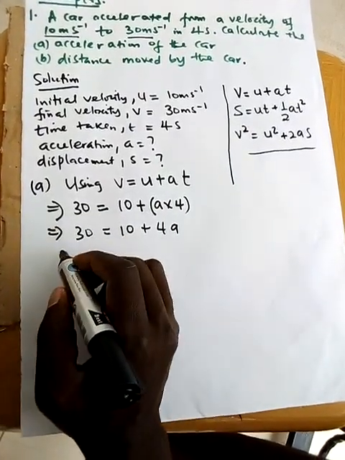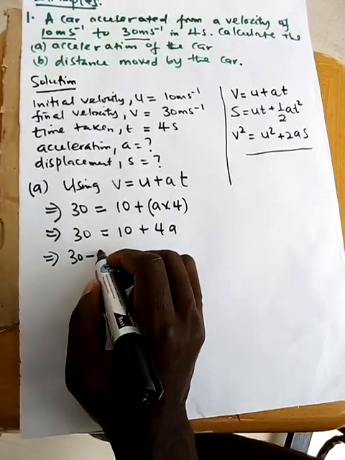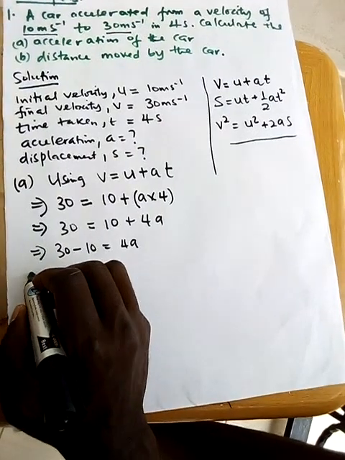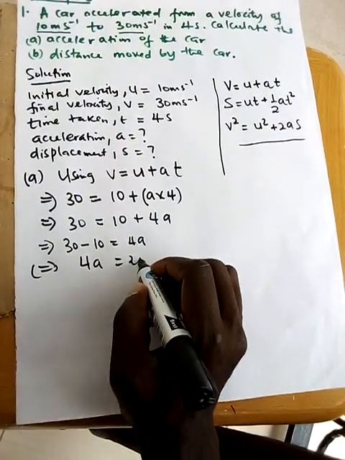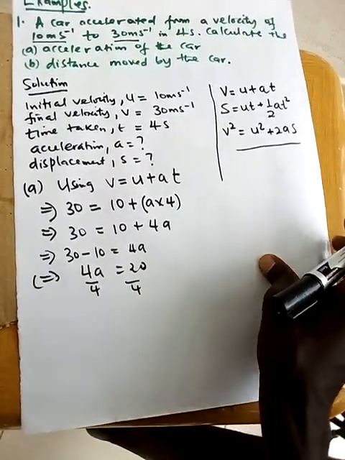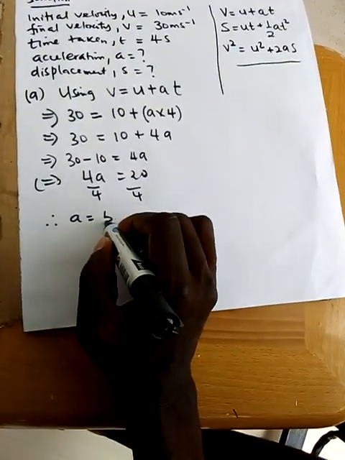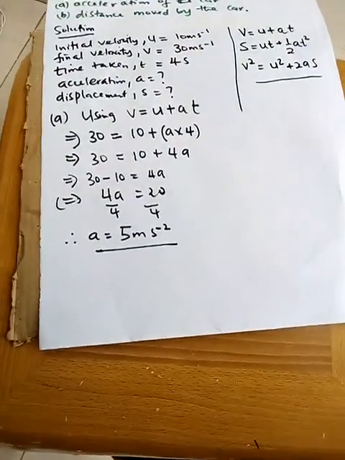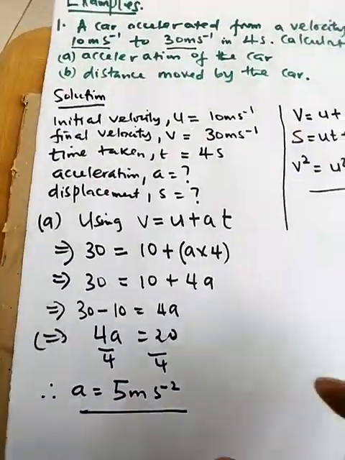We are going to make 4A the subject of the formula, so that means you have 30 minus 10 is equal to 4A, and eventually this would mean that you have 4A is equal to 20. So when you divide it throughout by 4, you will come up with the acceleration A is equal to 5 meters per second squared. So that is the acceleration of the car.